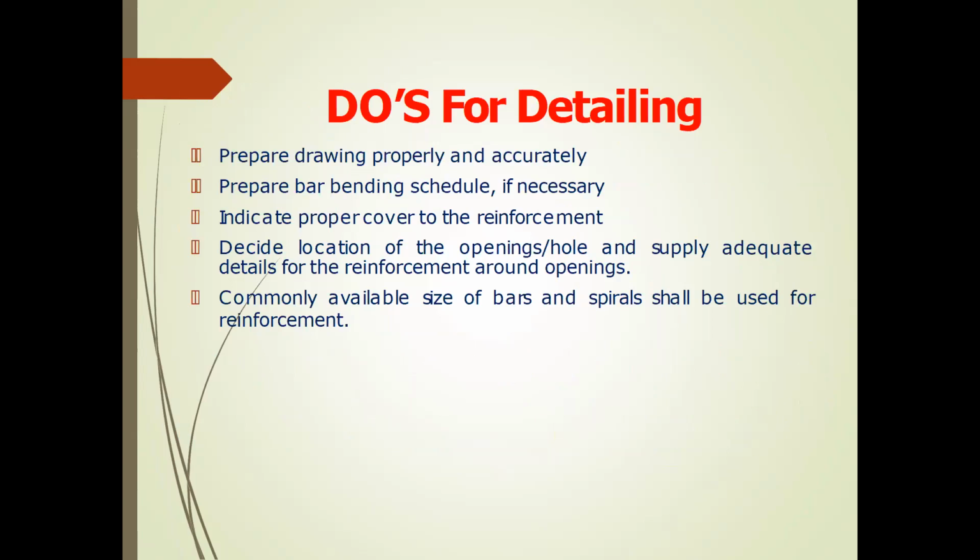What are the things you have to look for in detailing? Prepare the detailed drawing in a proper fashion and accurately. Prepare the bar bending schedule. Indicate proper cover to the reinforcement. Decide the location of the openings and holes, and give adequate details of the reinforcement around the opening so that a site engineer can understand properly. Commonly available sizes of bars and spirals shall be used for reinforcement.